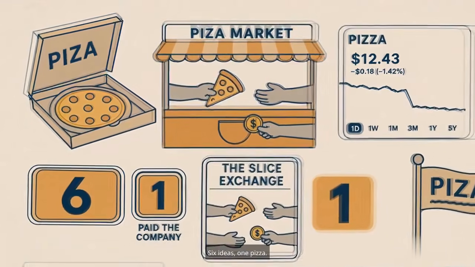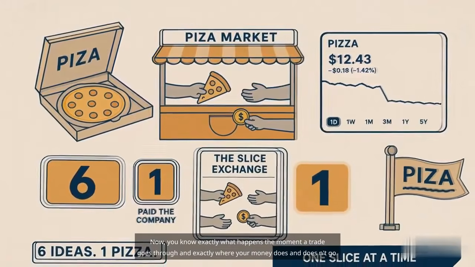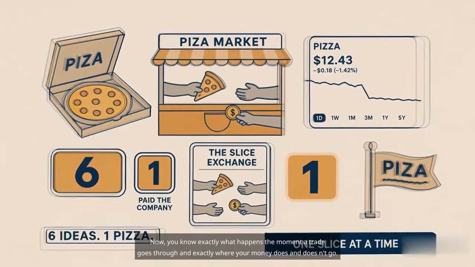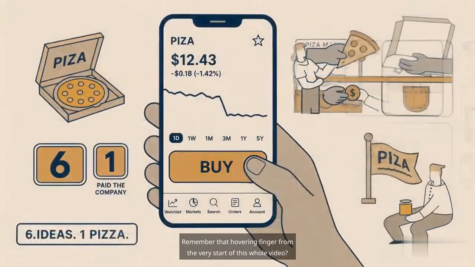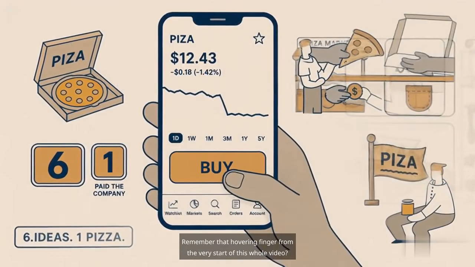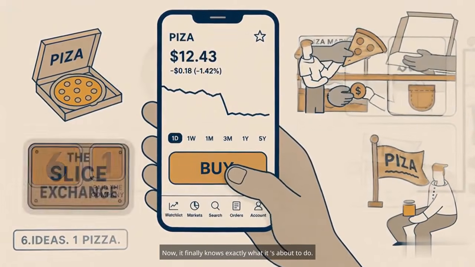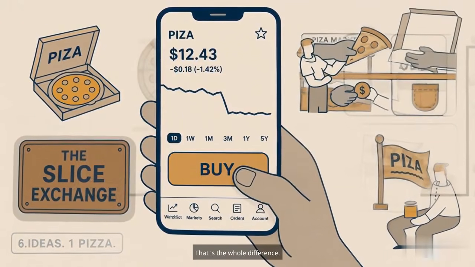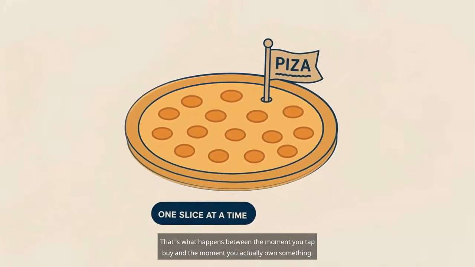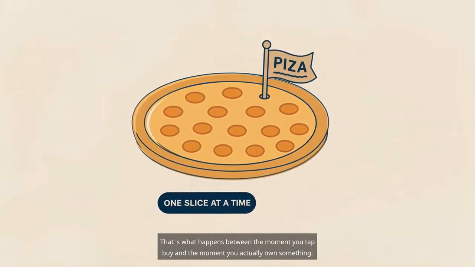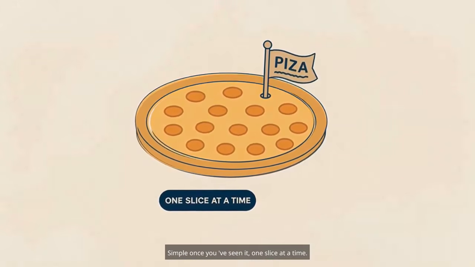6 ideas, 1 pizza. Now, you know exactly what happens the moment a trade goes through and exactly where your money does and doesn't go. Remember that hovering finger from the very start of this whole video? Now it finally knows exactly what it's about to do. That's the whole difference. That's what happens between the moment you tap buy and the moment you actually own something. Simple once you've seen it, one slice at a time.